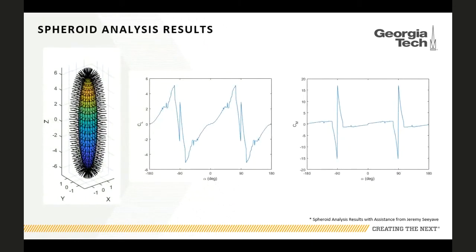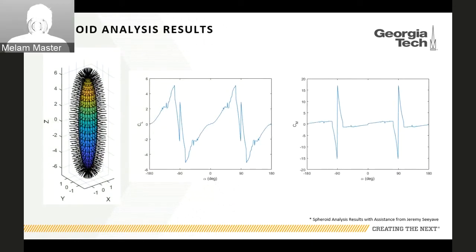So here's one of the results we got from that spheroid analysis. On the left are the normals for each of the panels of the spheroid shape. We need the normals in order to calculate the sign of the coefficient of pressure and which direction the force or moment are pointing in. On the right, you see the coefficient of lift versus angle of attack and the coefficient of pitching moment versus angle of attack.